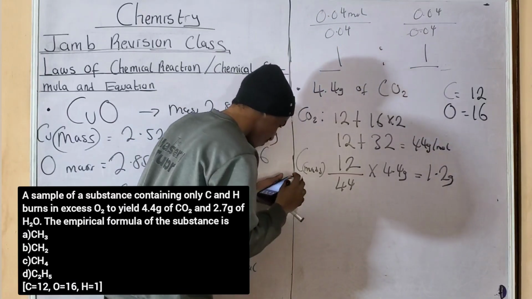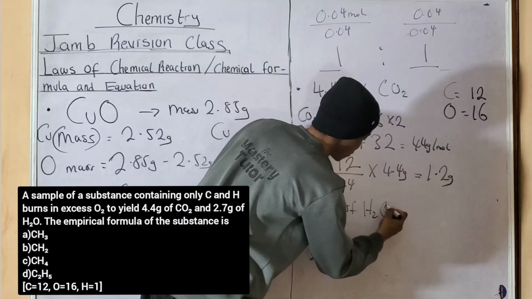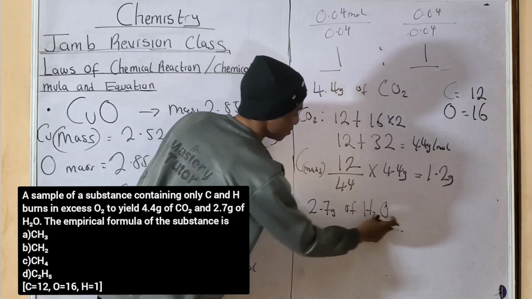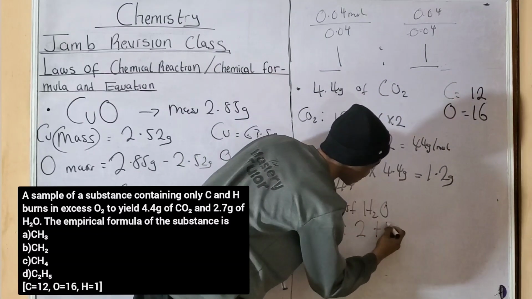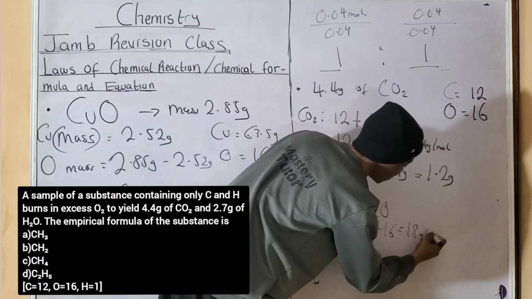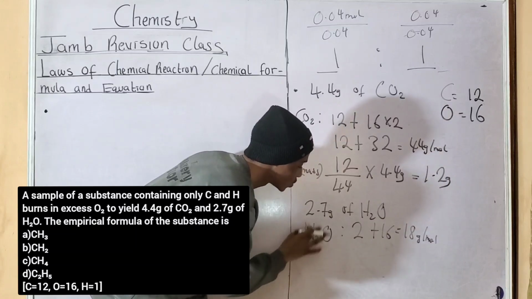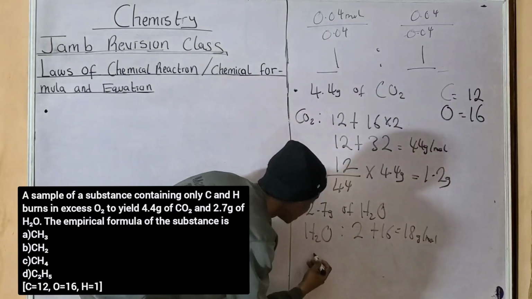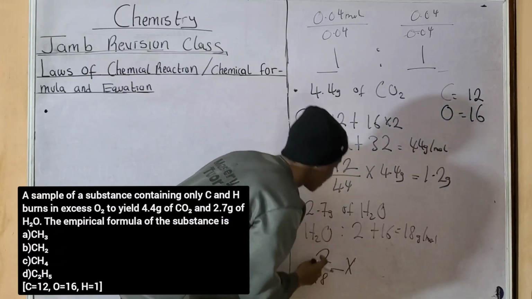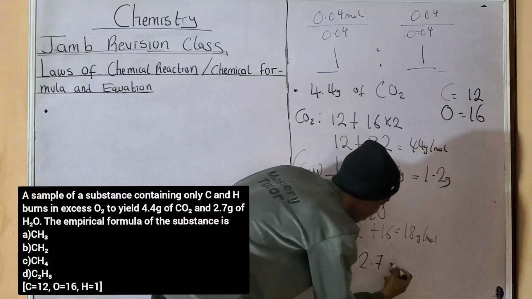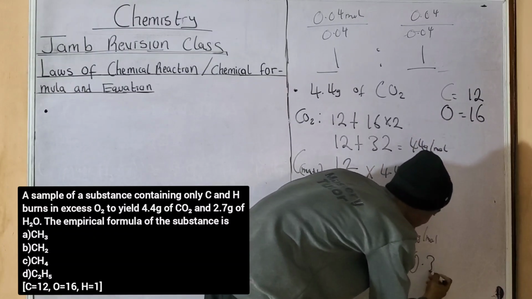Now, for H2O, we have 2.7 gram of H2O. The molar mass of H2O is 2 plus 16, that is 18 gram per mole. So the mass of hydrogen in 2.7 gram of water will be the atomic mass, which is 2, over the molar mass, that is 18, multiplied by the mass itself, that is 2.7. So here I'm going to have 0.3 gram.